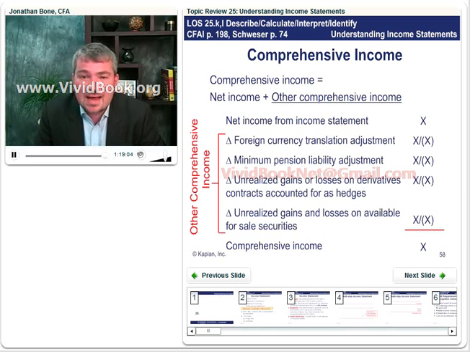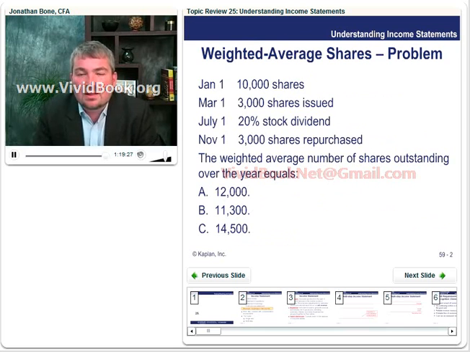Get those changes, add on your net income, and you've got comprehensive income, the total of gains to your equity holders, whether they're realized or unrealized. So it's net income plus changes in the comprehensive items, i.e. net income plus other comprehensive income. Let's finish the reading off with a quick little computation.